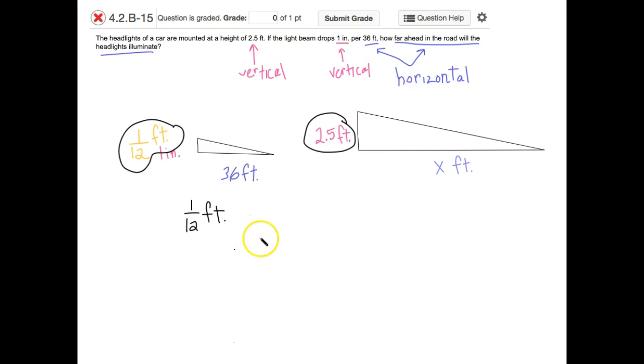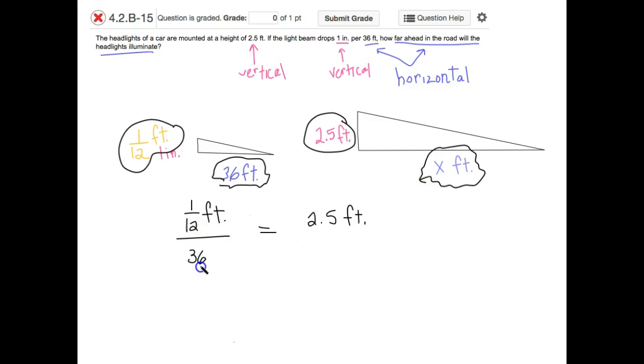feet, and I know this is not looking like a proportion yet, but it will. Okay, and then we can say 36 feet and x feet. Those are on the same side of the triangle, so those will match. And so I'm going to put that underneath.